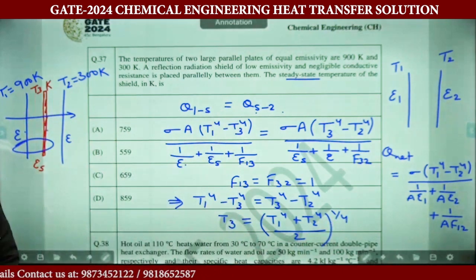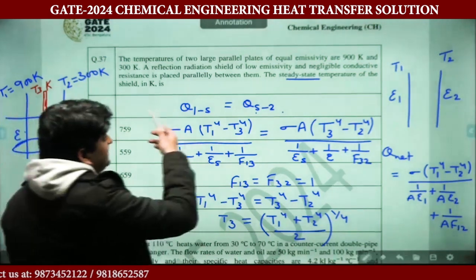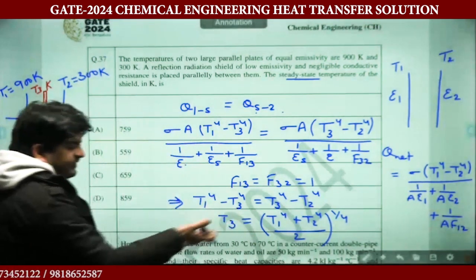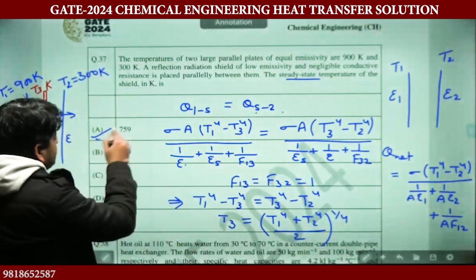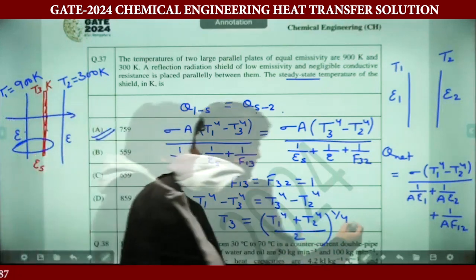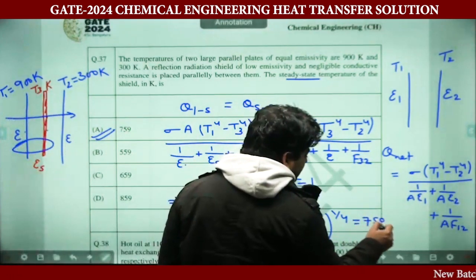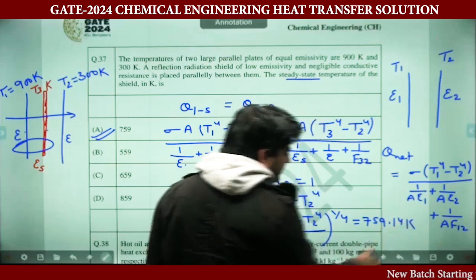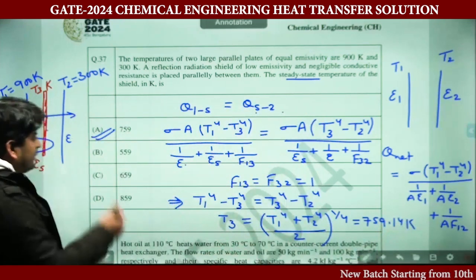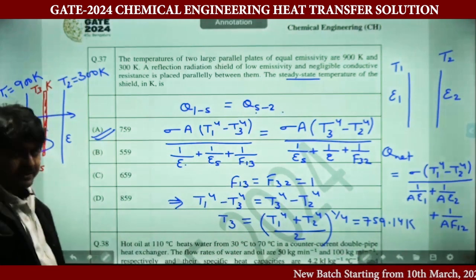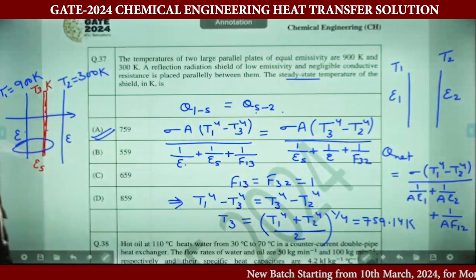So here you can put the value of T1 and T2, that is 900 and 300 Kelvin, and after solving you will get A. The correct answer, when you get the exact answer, will be somewhere around 759.14 Kelvin, which as per the option you can choose as option A. 2 marks question, easy one.